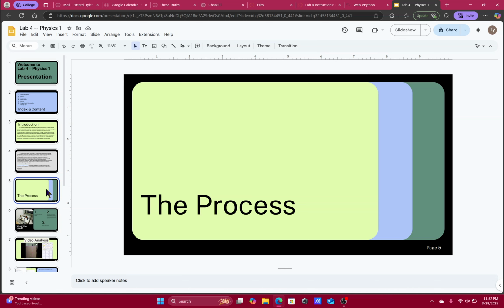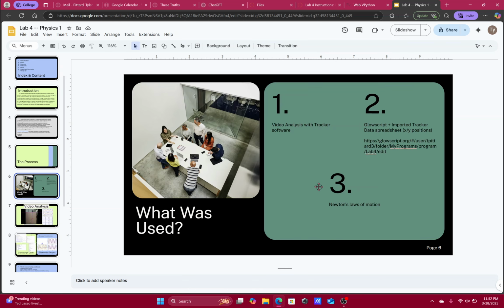Now, continuing on for the process, first off, we used video analysis with the Tracker software to get our position points. Using the Tracker program with the X and Y positions, we plug that into a GlowScript program, and that gave us our simulation. And then finally, we will observe how that applies to Newton's laws of motion.